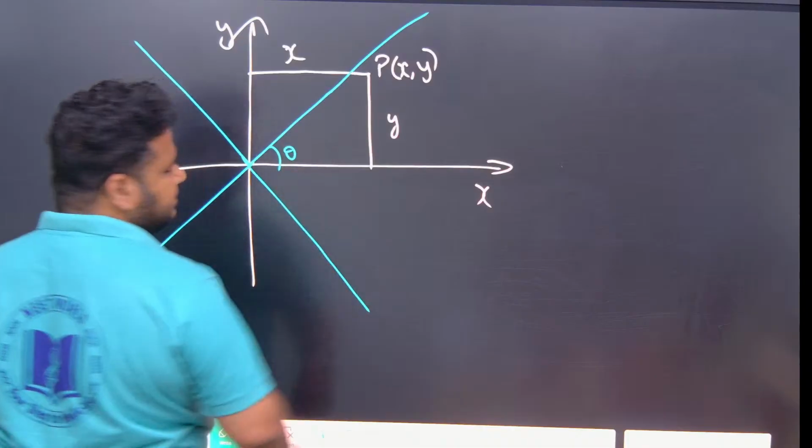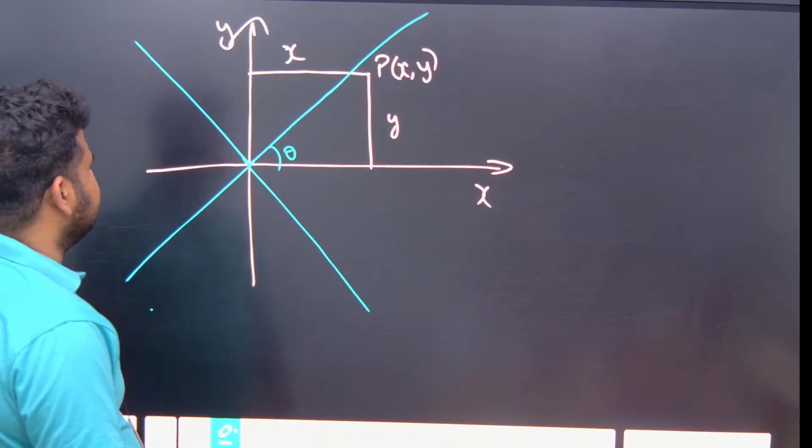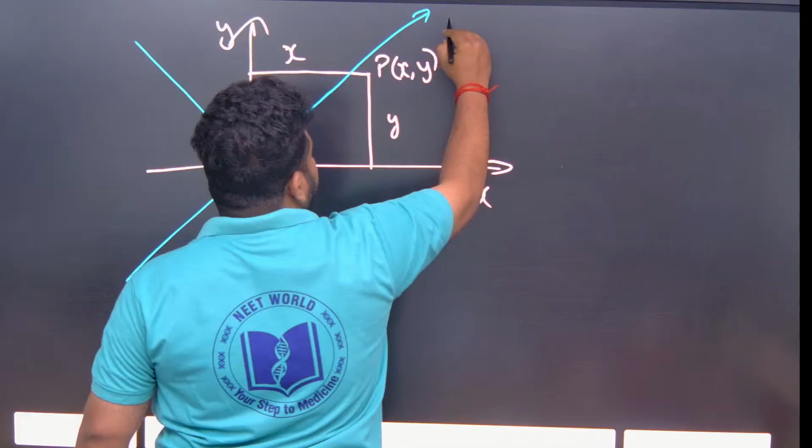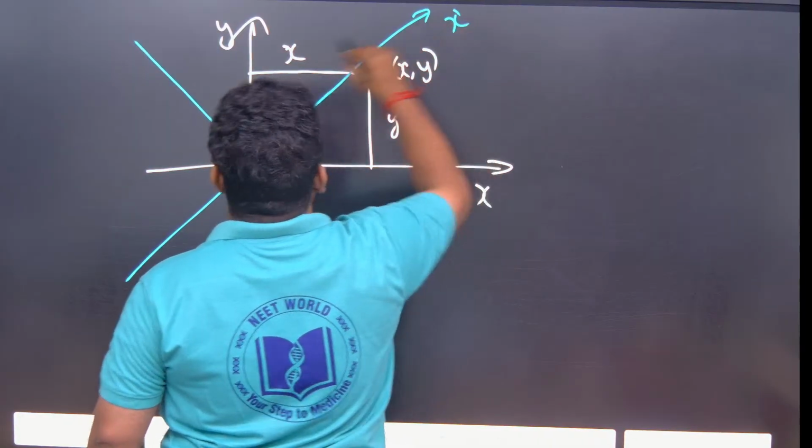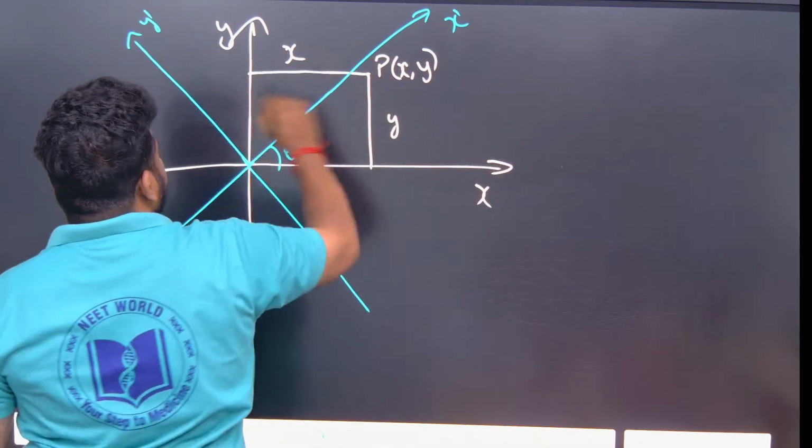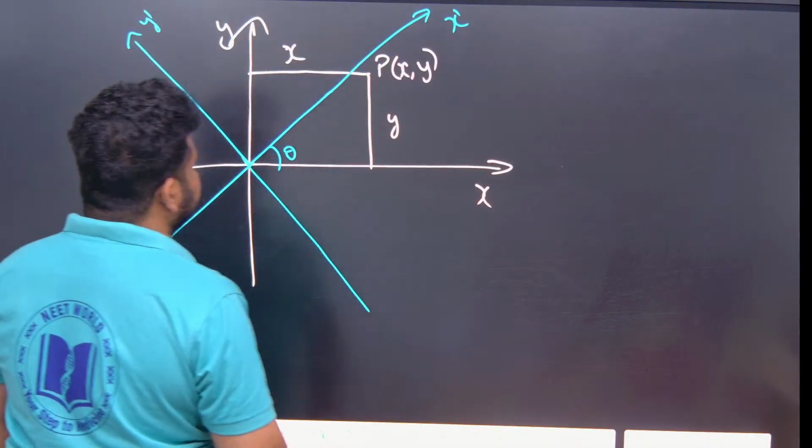This will rotate by an angle theta. Okay, this is rotating by an angle theta. Now this is x dash, this is y dash. Okay, forget about that now. Now see here.